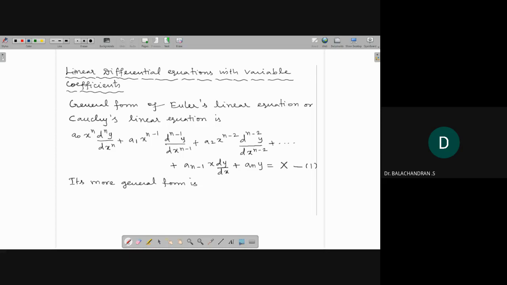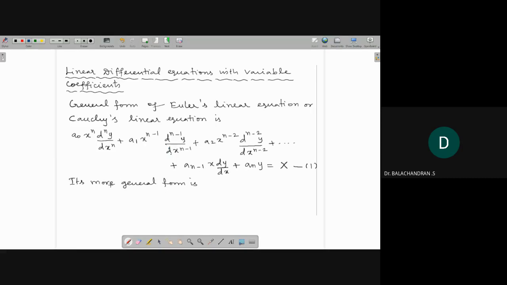Now, linear differential equations with variable coefficients. Here the coefficients are variable. The general form of the Euler homogeneous linear equation or Cauchy linear equation is a naught x power n d power n y by dx power n plus a1 into x power n minus 1 into d power n minus 1 y by dx power n minus 1 plus a2 into x power n minus 2 into the n minus 2 derivative of y by dx power n minus 2, and so on, plus a n minus 1 into x into dy by dx plus a n y equal to the right hand side function, I will take capital X. This equation 1 is called the Euler homogeneous linear equation or Cauchy linear equation.